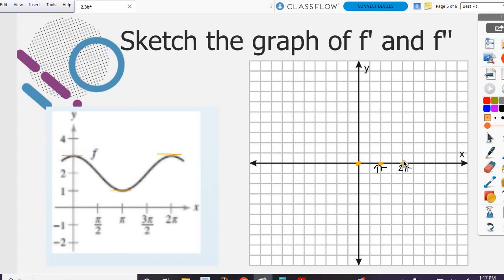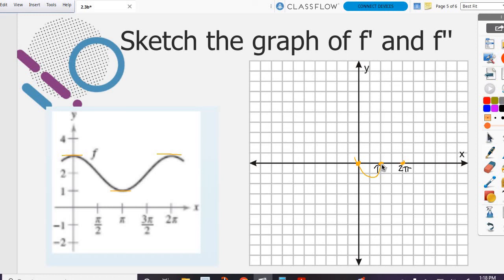Then we have to think about what type of tangent lines I have here. They're negative. So between 0 and pi, I have negative tangent lines. If my f prime is the slope of the tangent line and my tangent line is negative, where is it going to have to be? Below the x-axis. So I'd have something like that.